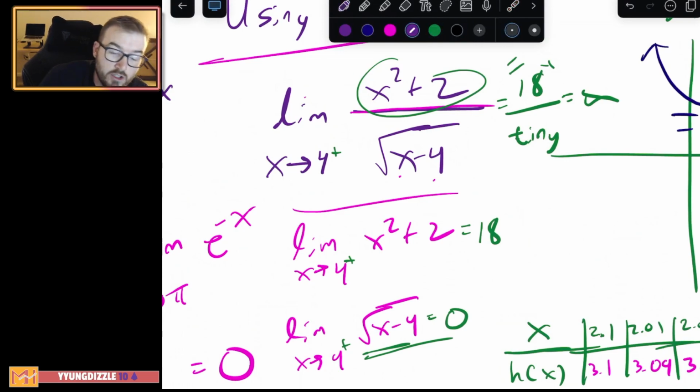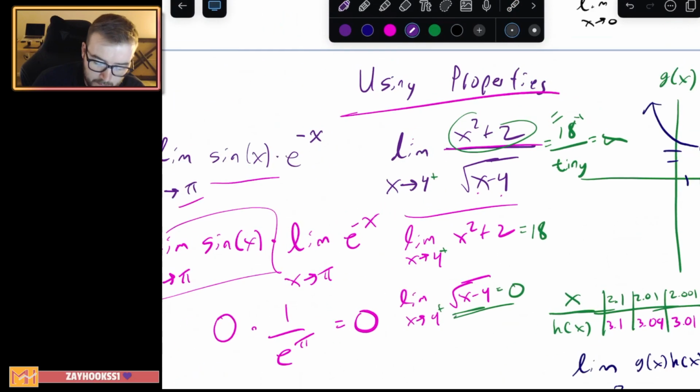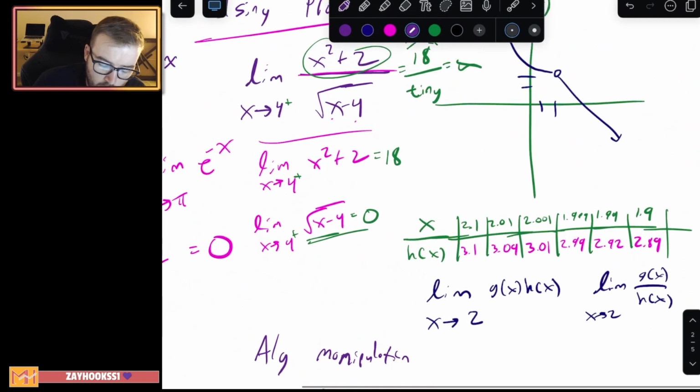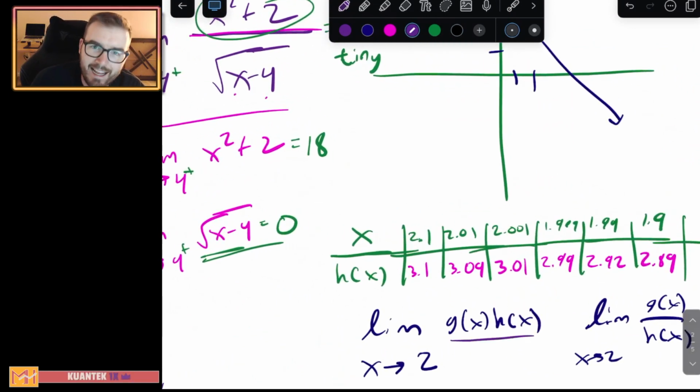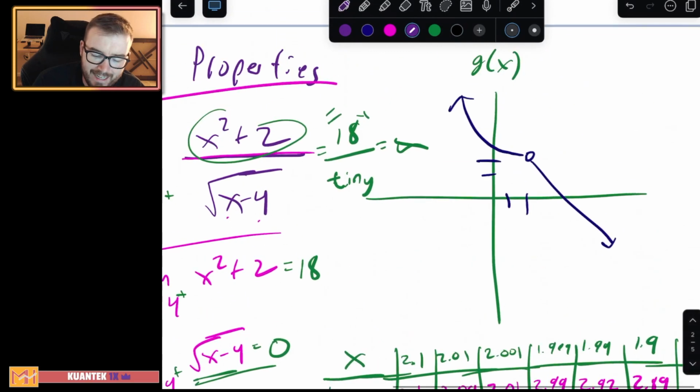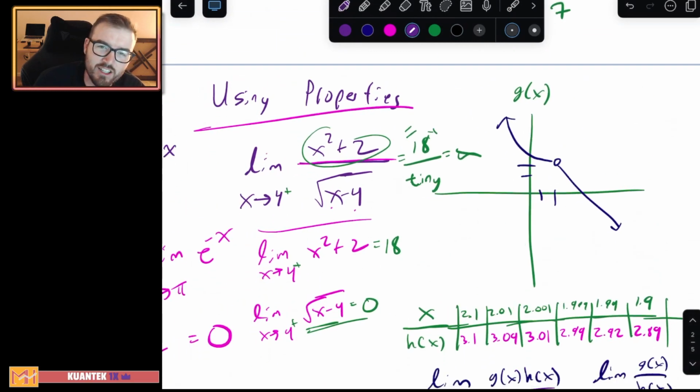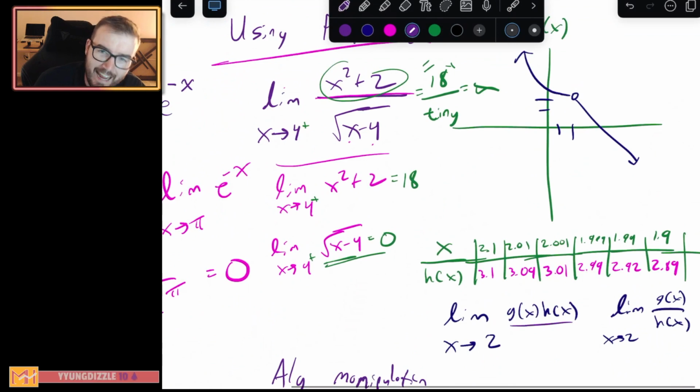And this next question I really like. So heads up, this next question I really like. What is the limit of g of x times h of x? And g of x is the graph. H of x is the table. What is the limit as x approaches 2?